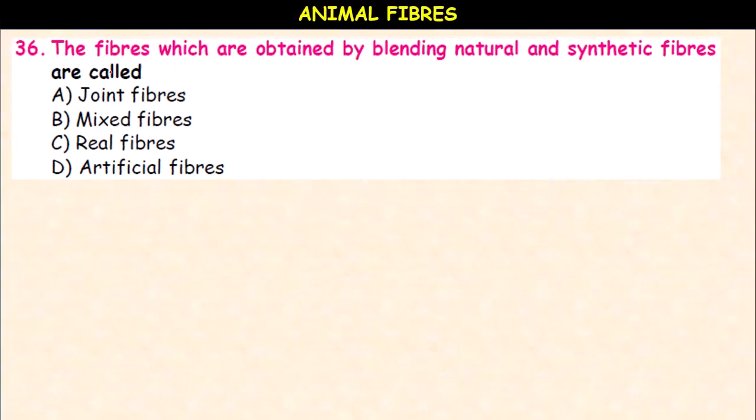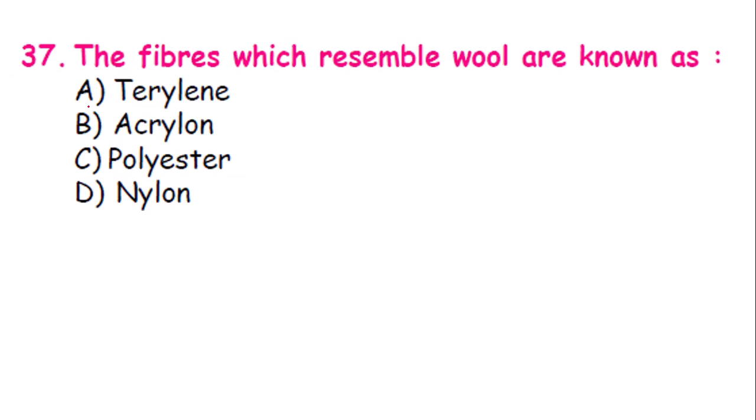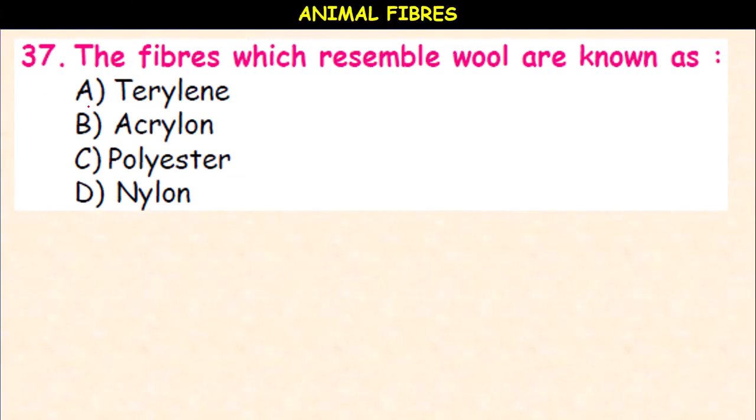The fibers which are obtained by blending natural and synthetic fibers are called: joint fibers, mixed fibers, real fabrics, artificial fabrics. Mixed fibers. The fibers which resemble wool are known as: terylene, acrylon, polyester, nylon. Acrylon.